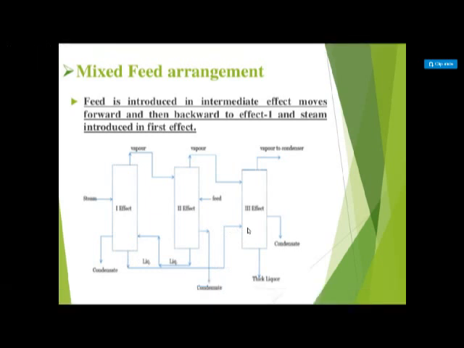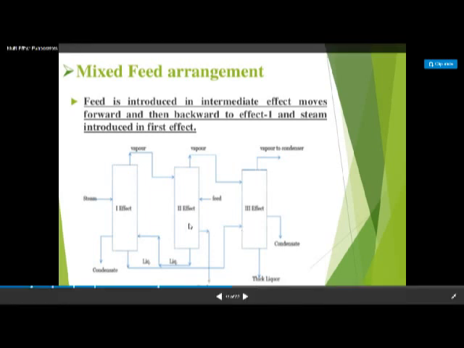So depending on that, the medium temperature effect is where we put it first, then it moves to the highest temperature, where the rate of evaporation will be highest, and then it will come to the third one, where the rate of evaporation will be less because there is less temperature, right. So this is called the mixed feed effect.